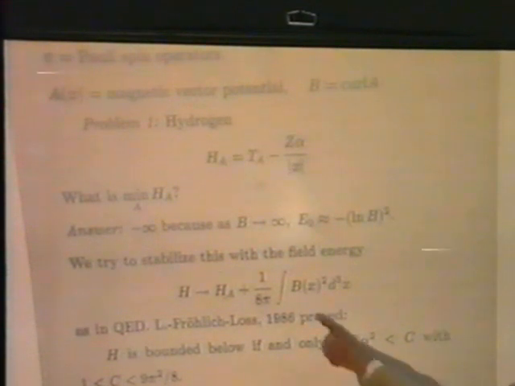logarithm squared. So what we do, and this is what we essentially do in quantum electrodynamics, is we add the self-energy in the field, which is the integral of B squared divided by 8 pi. And again, this thing turns out to be stable. See, we take the minimum over all fields, but we add the field energy and hope to stabilize it. And this now is bounded below.